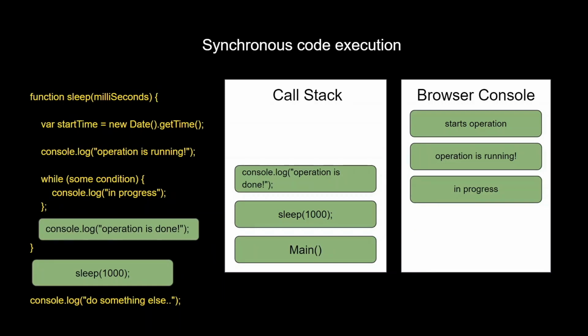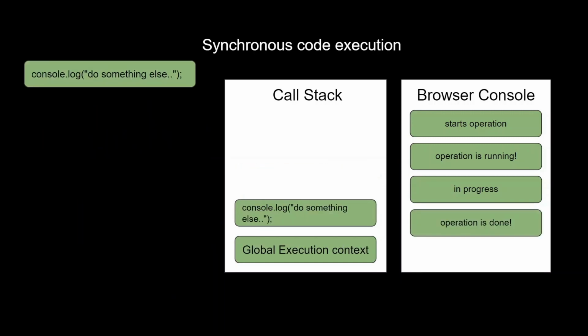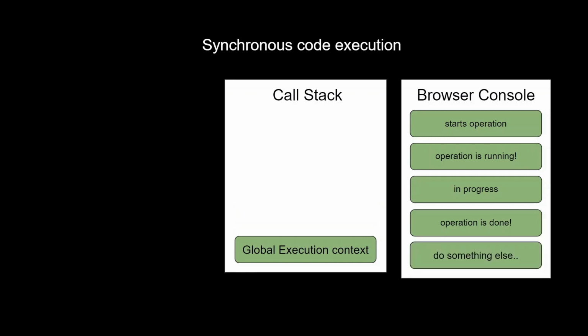And once this is executed, we will see on the console log that our sleep method is executed completely, so it will be removed out of the call stack. And in the end, we will have a console log which says "do something else" that will get executed, and we'll see it on the console browser.